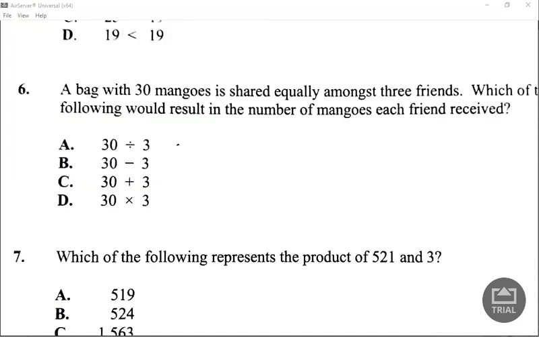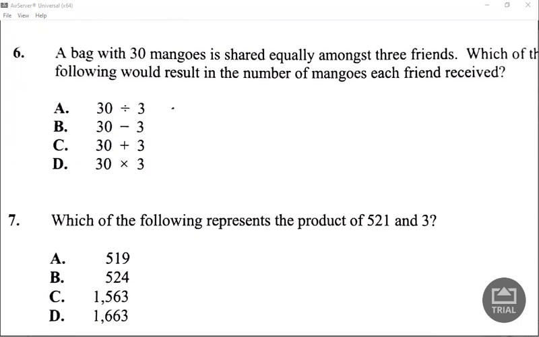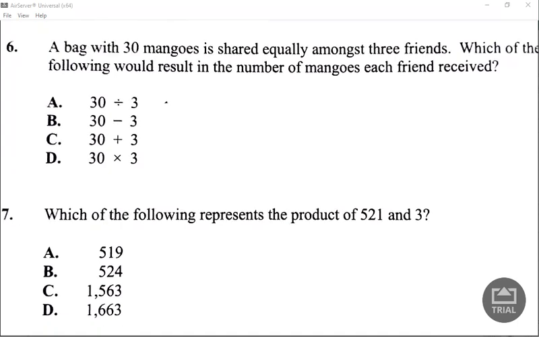A bag with 30 mangoes is shared equally among 3 friends. Which of the following would result in the number of mangoes each friend receives? And of course, it would have been 30 divided by 3. So each person would receive 10.